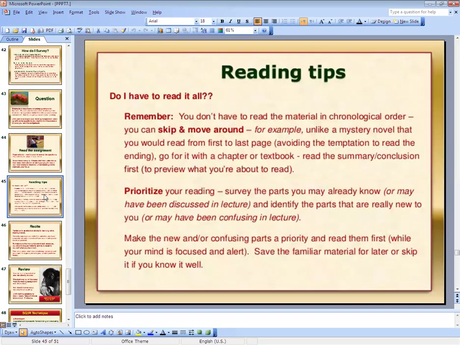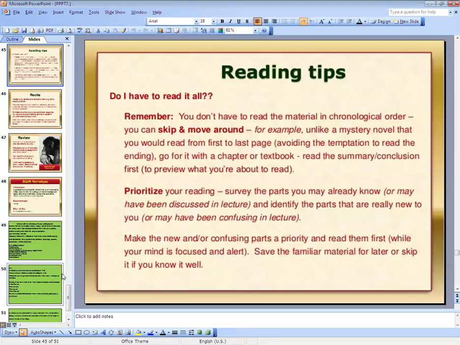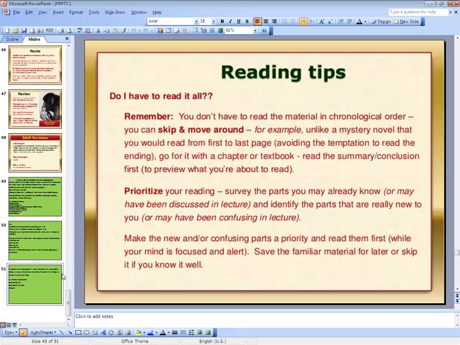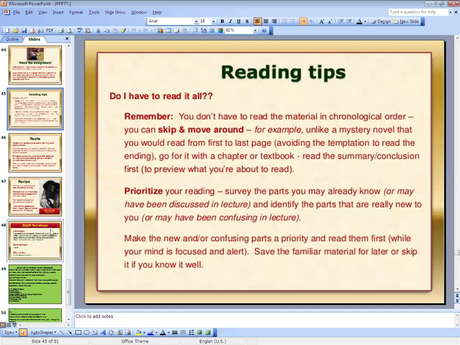Reading tips are there. Do I have to read it all? No, you will not read the entire reader over here. So you don't have to read the material in chronological order. You can skip and move forward or around it. For example, unlike a mystery novel, where you read from the first page to the last page, avoid the temptation to read the ending. So go for it with a chapter of the textbook. Read the summary, conclusion, then go for the preview.